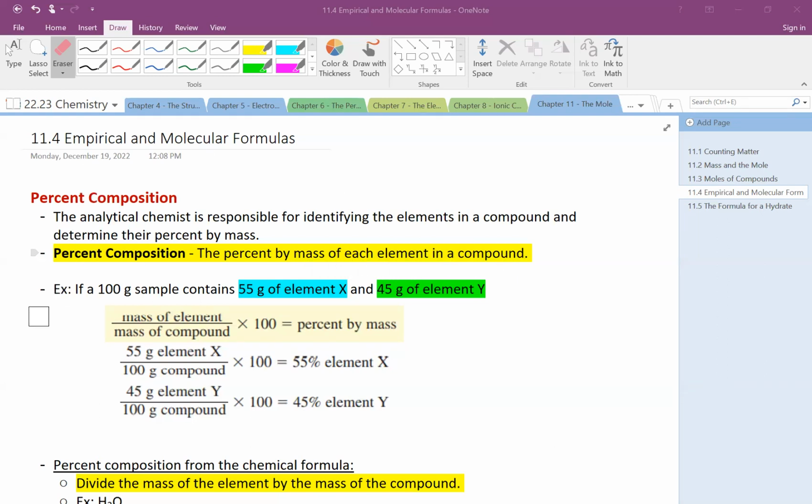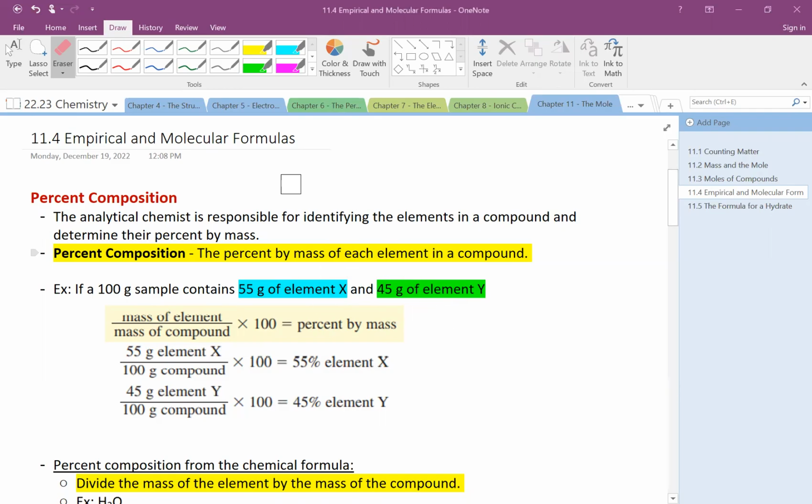In a very simple example, if we take a 100-gram sample and it has 55 grams of element X and 45 grams of element Y, then I can do some percent calculations in a very straightforward manner. Take your mass of the element, divide it by the mass of the compound, multiply by 100, and that gets you your percent by mass. In our example, take our 55 grams of element X, divide by 100 grams total, times 100, and we get 55% element X. Same calculations get us 45% element Y. So as long as you're comfortable with percent calculations, these should not be that difficult.